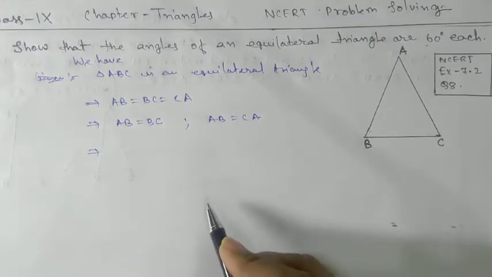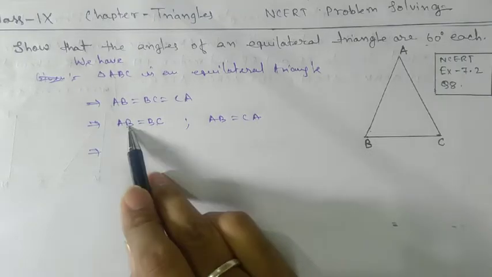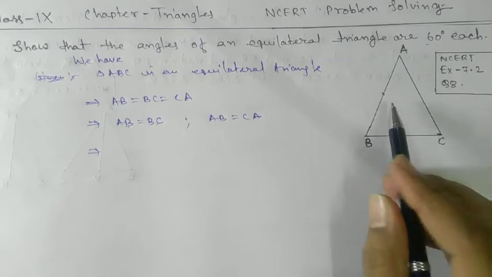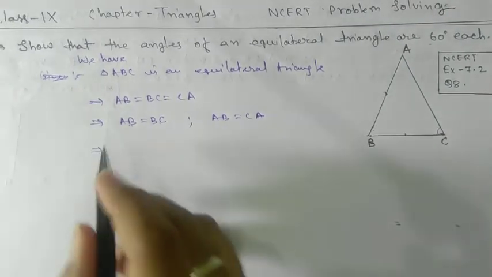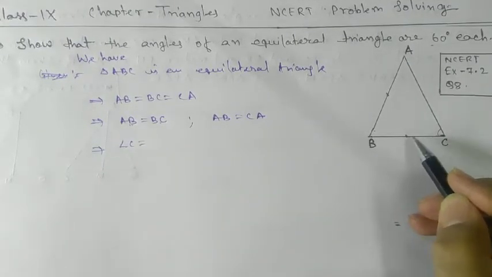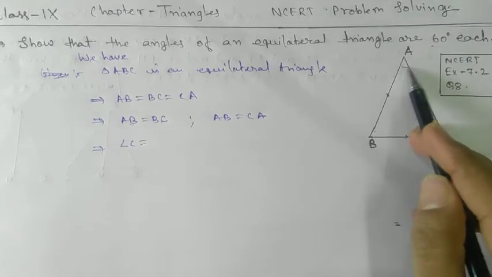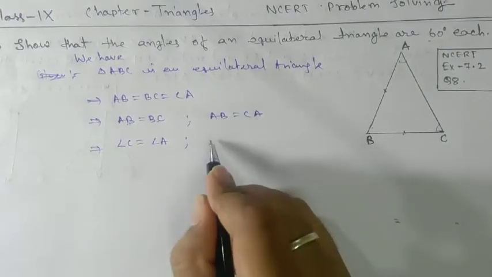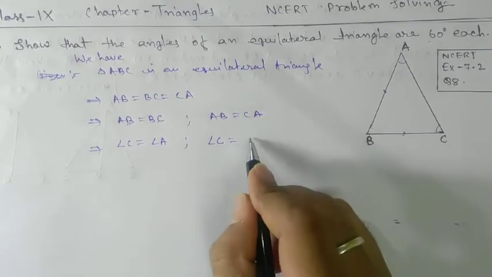Now look at here. Angles opposite to equal sides are equal. Here the sides are equal. That means their angles must be equal. So here AB equals BC. That means the angle opposite to AB is what? Angle C. Angle C equals the angle opposite to BC. So look at here, BC is this one and the opposite angle is what? This. So we write here A. Similarly, same concept, opposite to AB is angle C, and opposite to CA is angle B.